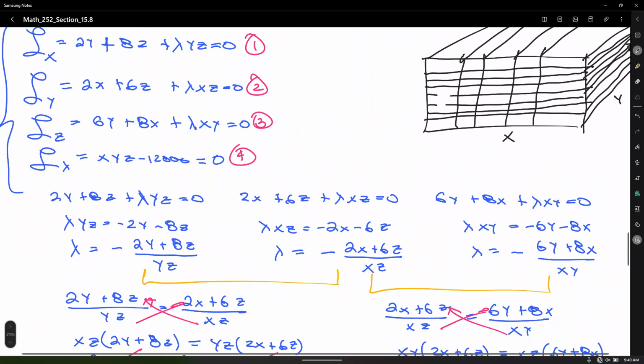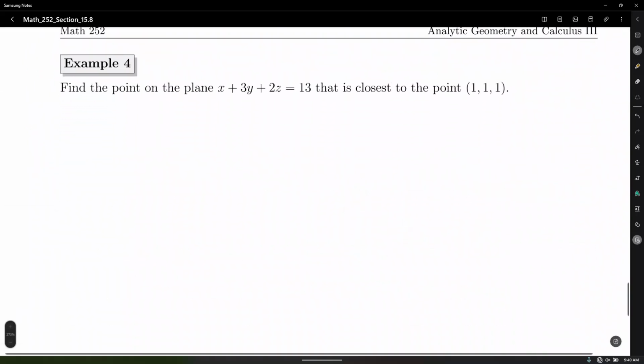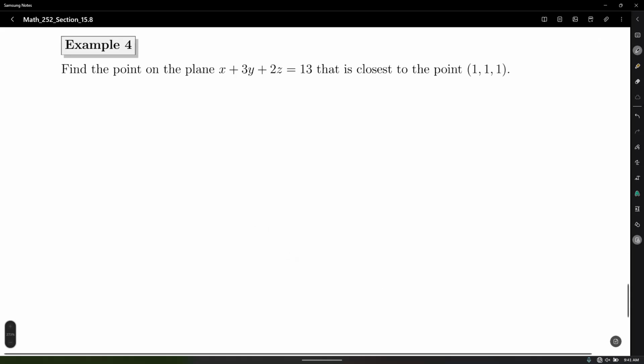Okay, let's do another application problem. A very classical problem, and the quiz will have a similar problem. Find the point on the plane that is closest to the point 1, 1, 1. So they're asking us to minimize the distance because closest means smallest distance. And they're not giving us any objective function. They're just giving us a constraint.